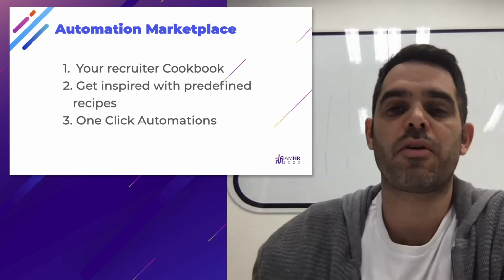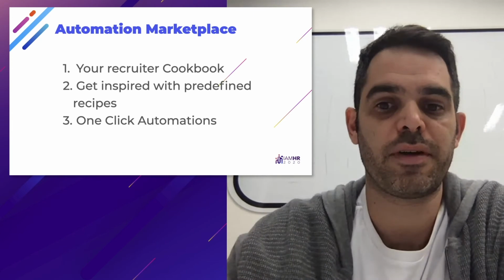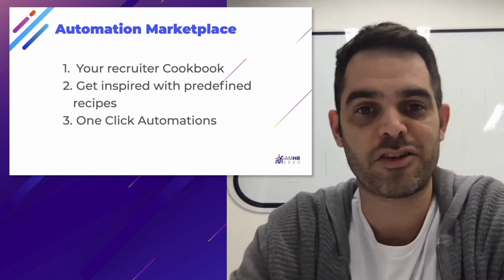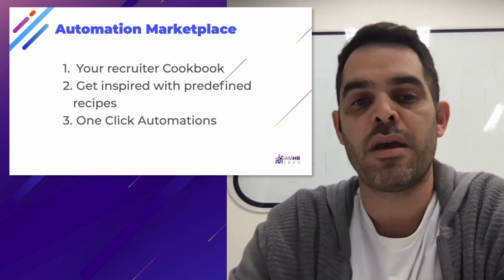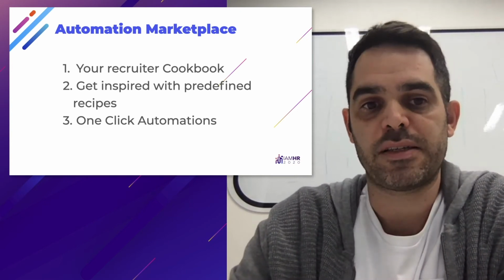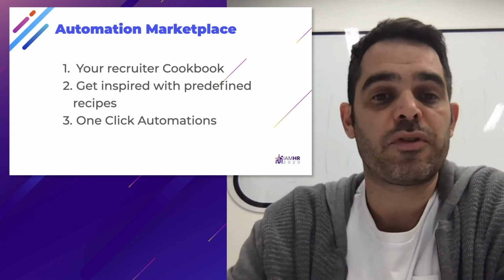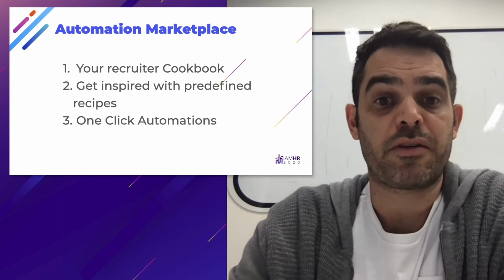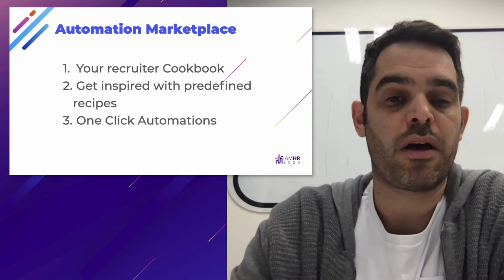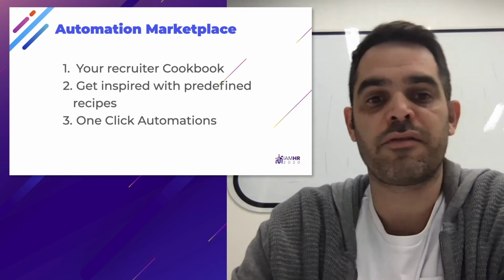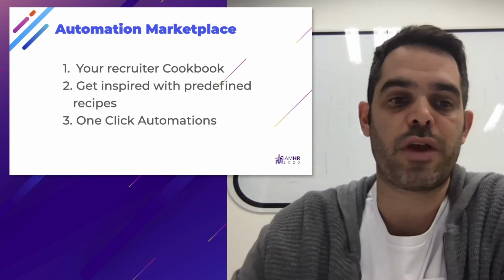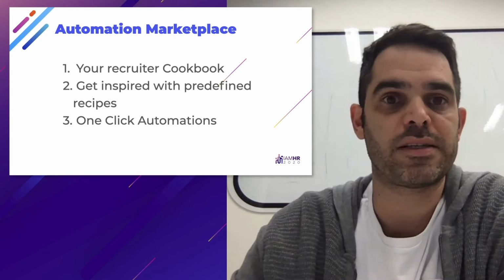Based on the stats and along with our user feedback, we came up with our automation marketplace. The automation marketplace is there to, as Kevin mentioned, help you as a chef create your own cookbook that could be useful in various cases. It could also help you get inspired with predefined recipes, and along with that, have a one-click automation. So not a lot of hassle in order to create an automated process in CRM.